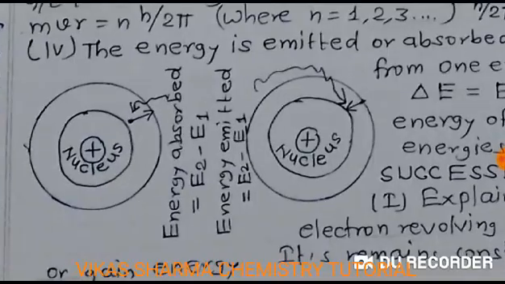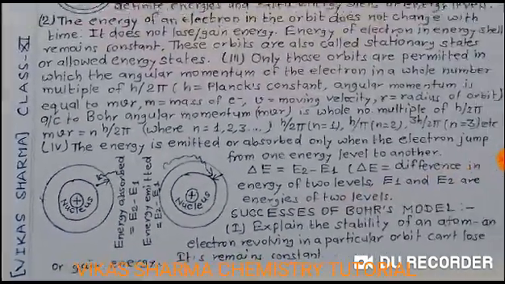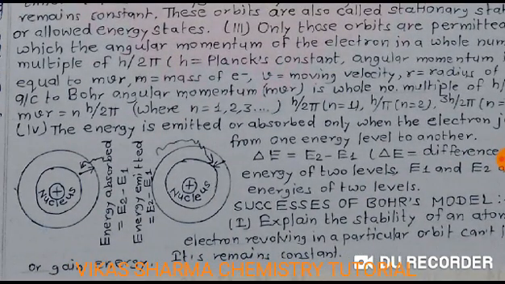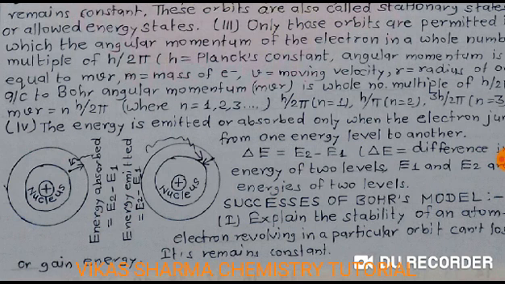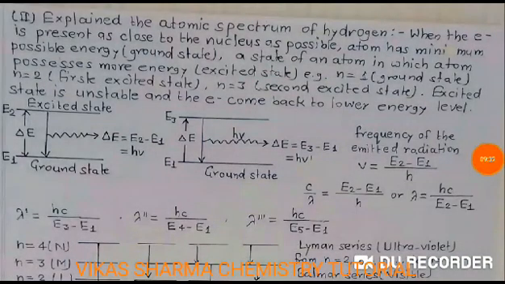Student, you have seen on the display the electrons absorb energy, so they go from lower to higher zone. If electrons emit energy, so they come from higher to lower zone. So Bohr's model succeeds in explaining the atom's model. So Bohr's model of an atom. Point number 2. Explain the atomic spectrum of hydrogen.